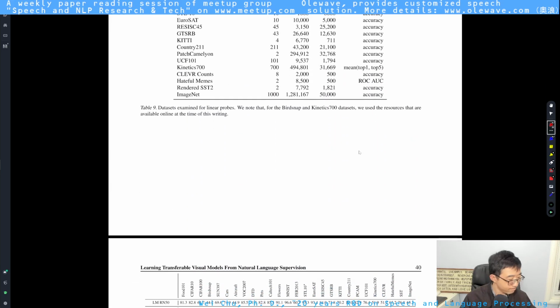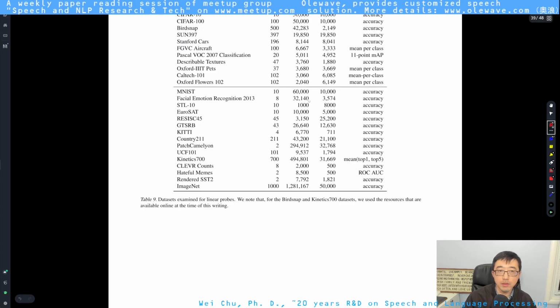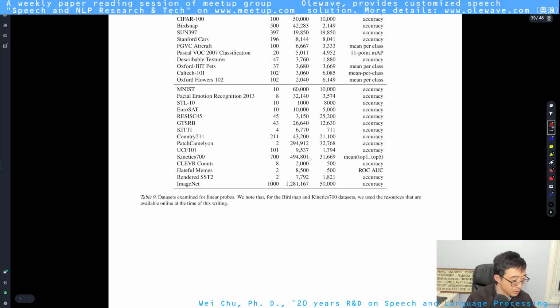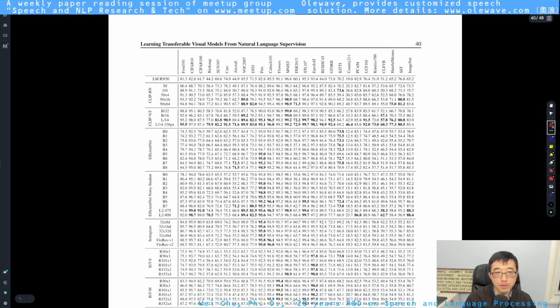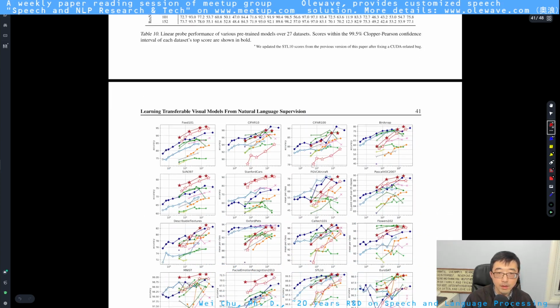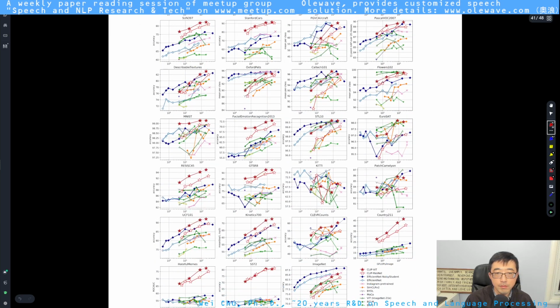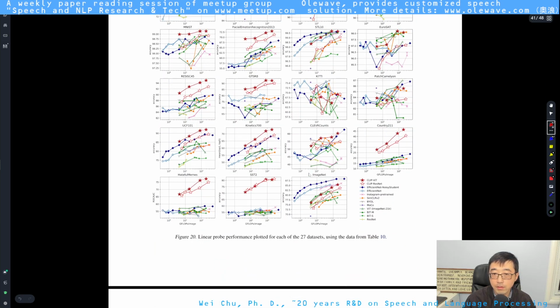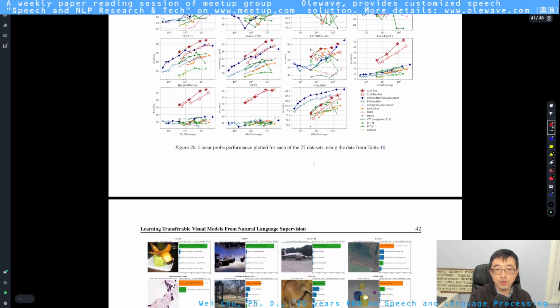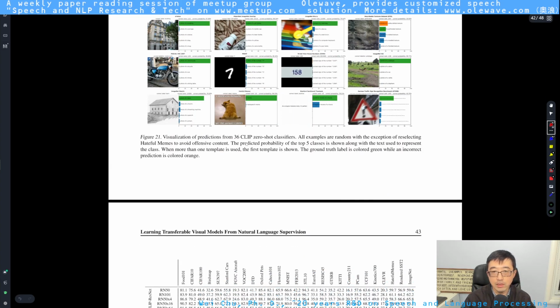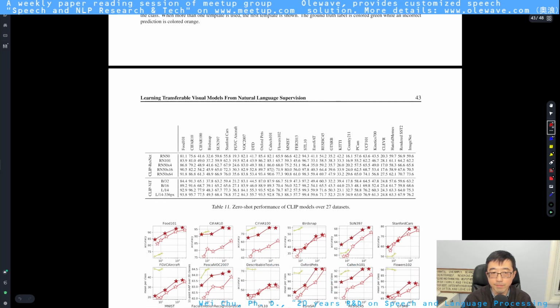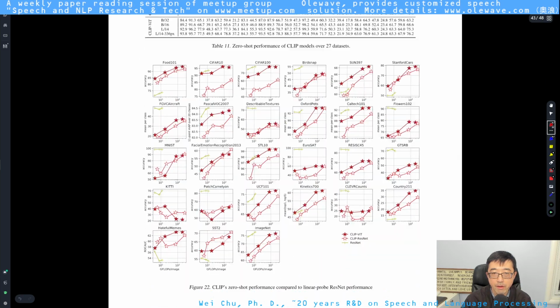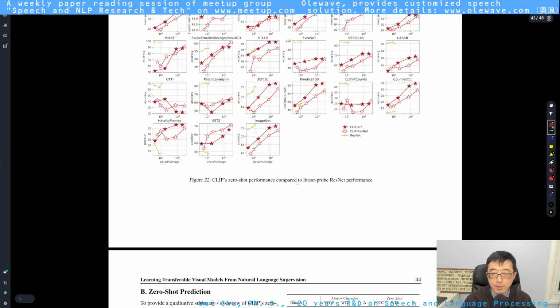Also, I think I will skip this. This is about datasets settings. These are the breakdown numbers of different models they compared with. These are some different datasets. This is a linear performance for different subsets. And these are some examples or visualizations. I will skip them. This one I think is trivial. Zero-shot performance compared to linear performance. Yeah, there's lots of comparison.